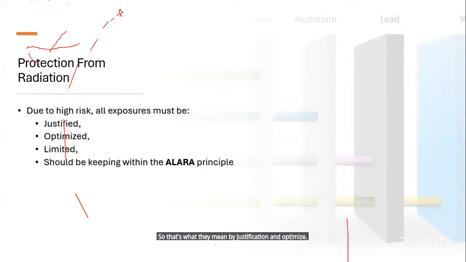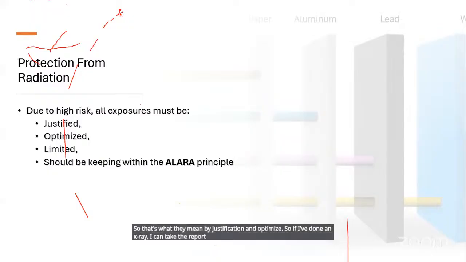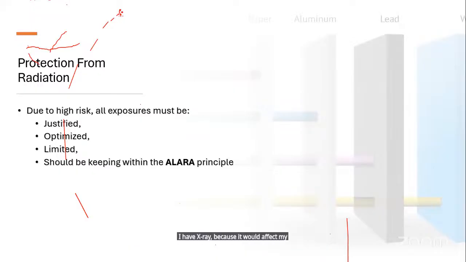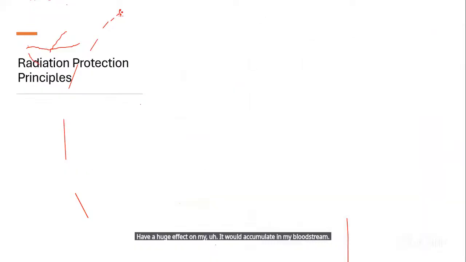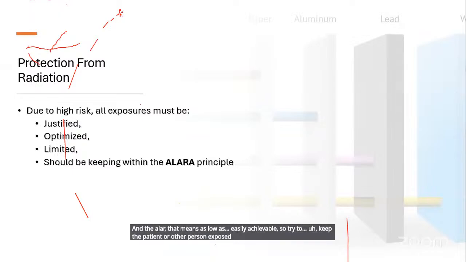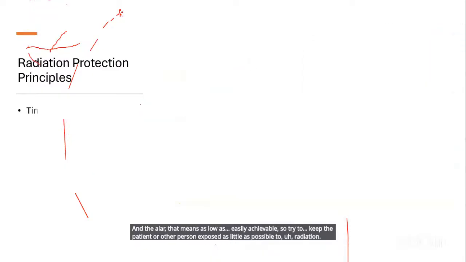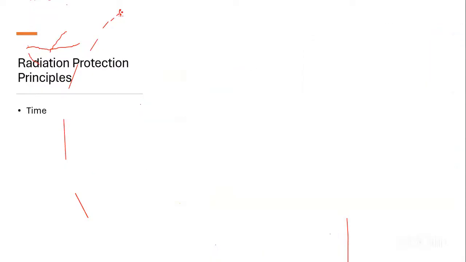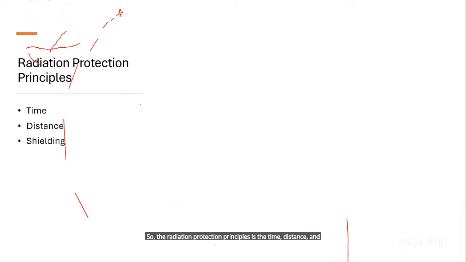So if I've had an X-ray, I can take the report and they should accept that, because I don't want to have another X-ray, as it will affect my genes and have a huge effect on my body. It will accumulate in my bloodstream. And ALARA means as low as reasonably achievable. So try to keep the patient or any person exposed as little as possible to radiation. So the radiation protection principles are time, distance, and shielding, as we mentioned earlier.